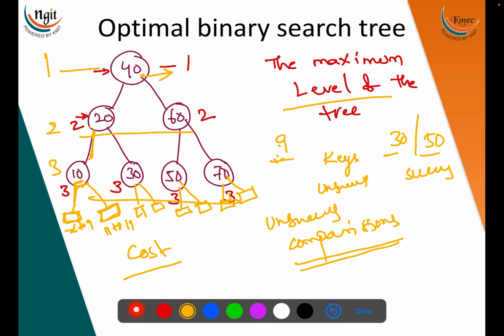So total how many elements do you have? 1, 2, 3, 4, 5, 6, 7. Total 7 elements, right? Your n value for this tree is 7. N is equal to 7. And that means what? Keys availability.